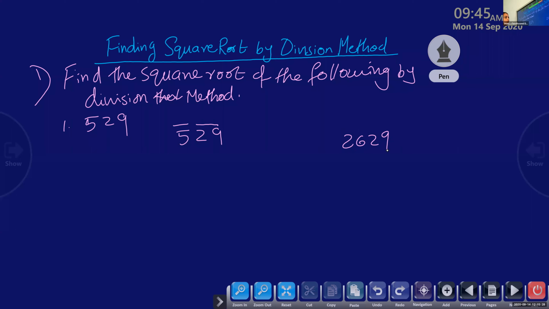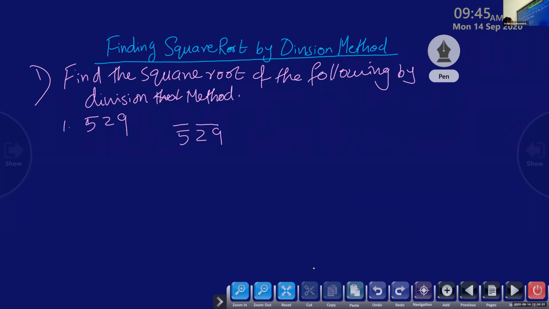Suppose the number was 2629. How will we put bars? First we will put a bar on 29, then on 26. If this was the question, first we will put on 78, next on 62, and the next bar will be on 1. Understood? So here, first of all, we will put bars on 29 and 5.